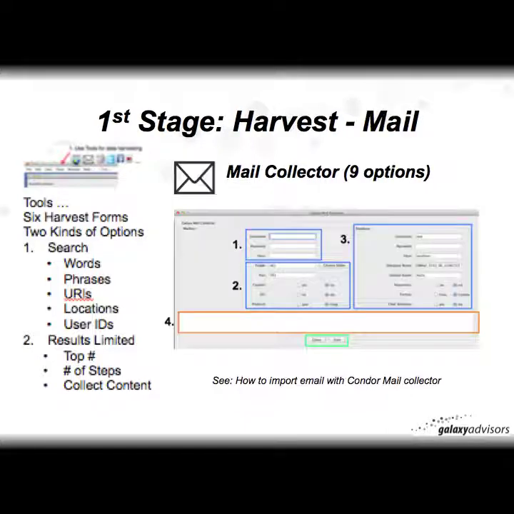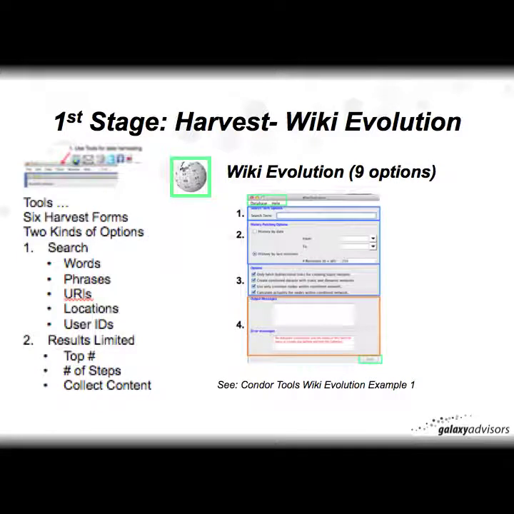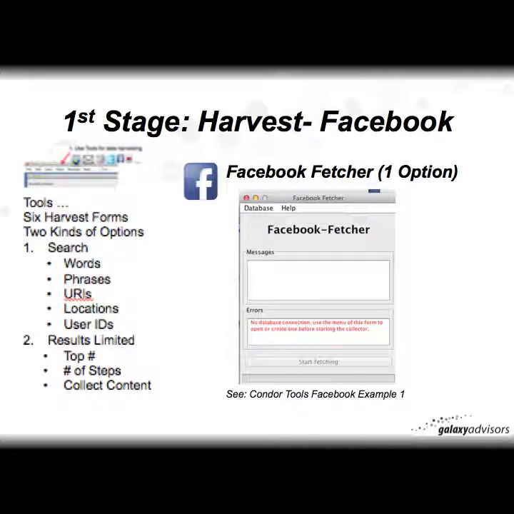For the mail collector, there are 9 different options, and you can use the how-to-import-email for Condor mail collector video to explain those. We have the wiki search, which uses 2 forms, a fetcher with 12 options and a rating form with 10 different algorithms for the content that you've already collected in the first step with the fetcher. For more detail on those, see Condor Tools Wiki Search example 1. The wiki evolution is another form with 9 different options, and for more details on those, see Condor Tools Wiki Evolution example 1. There's the Facebook collector, which is probably the simplest.